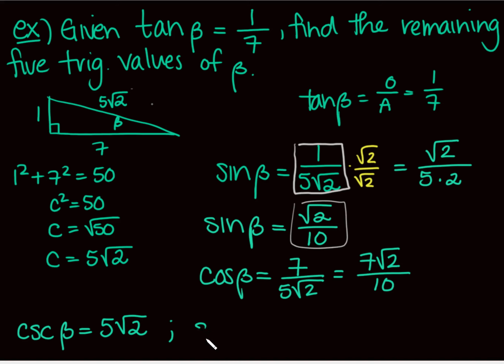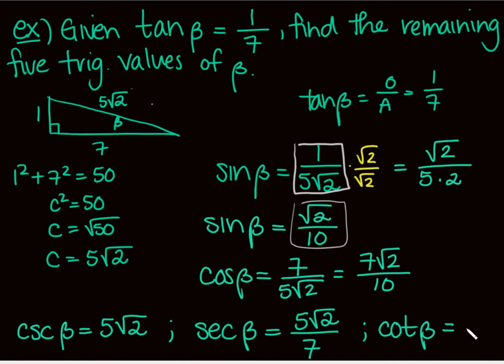What about secant? So secant of beta, that's going to be the reciprocal of cosine. Again, same thing. I'm not going to flip this one. I'm going to go back to my original one and flip it because that puts the square root in the top and I don't have to worry then about rationalizing the denominator. So secant of beta will be 5 root 2 over 7. And then because tangent's 1 over 7, that's pretty easy. Cotangent of beta then is 7 over 1, also known as 7.